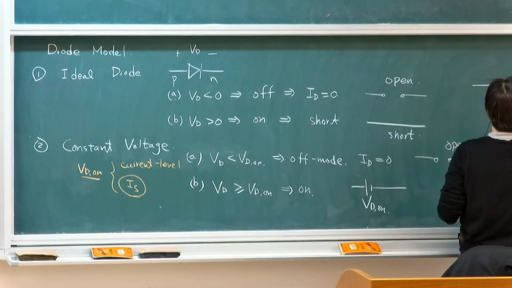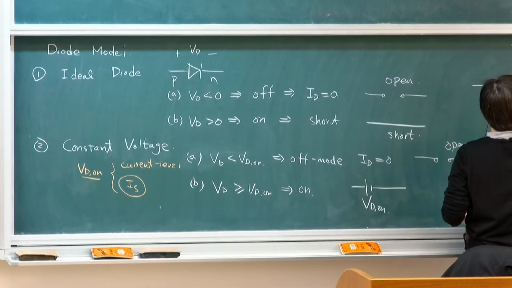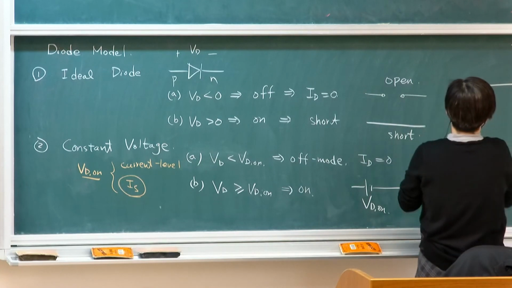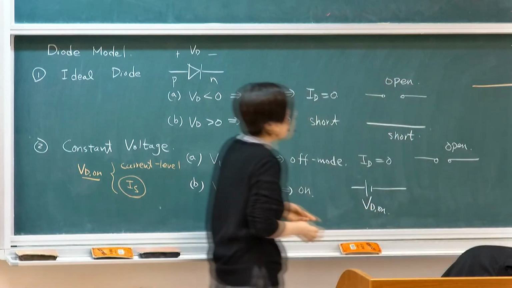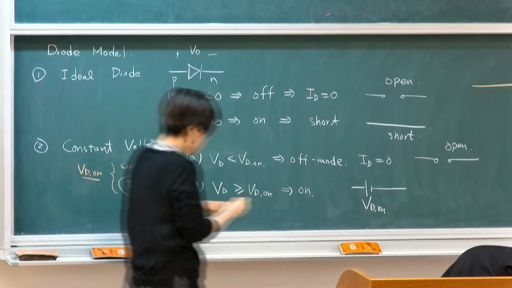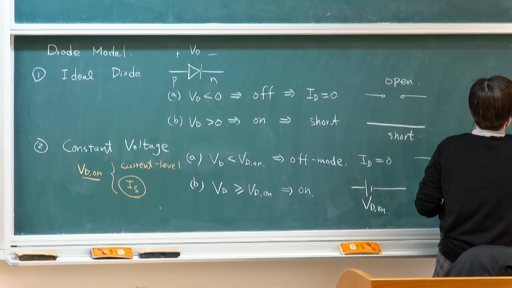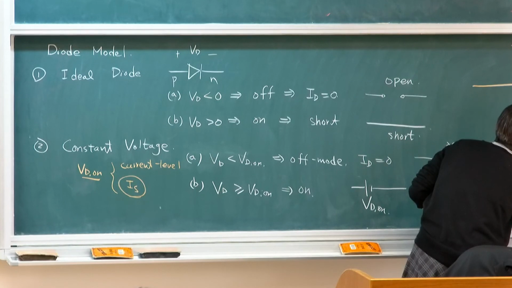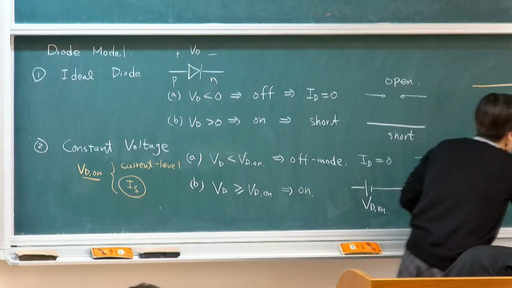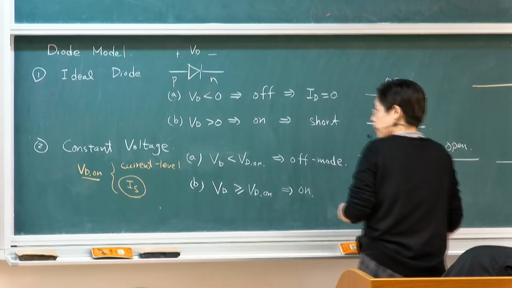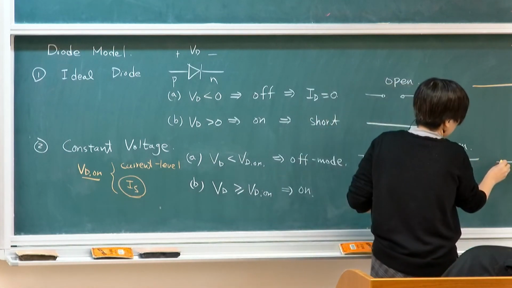For the ideal model, the ID-VD plot will look something like this. If I'm doing the second one, this is the ideal. So if I'm using the constant voltage model, it will look something like this.